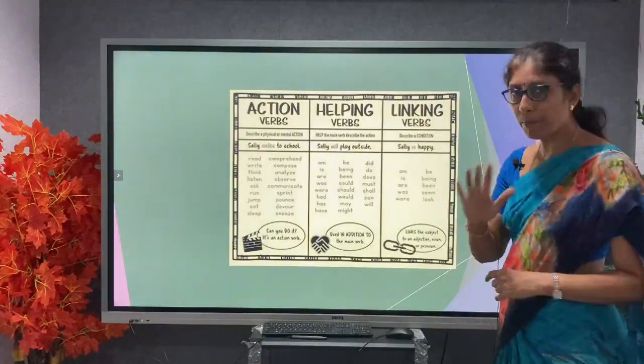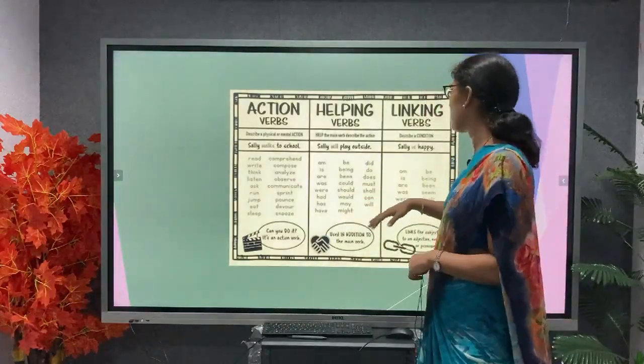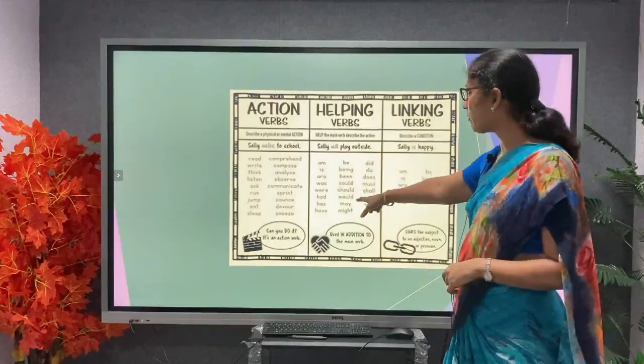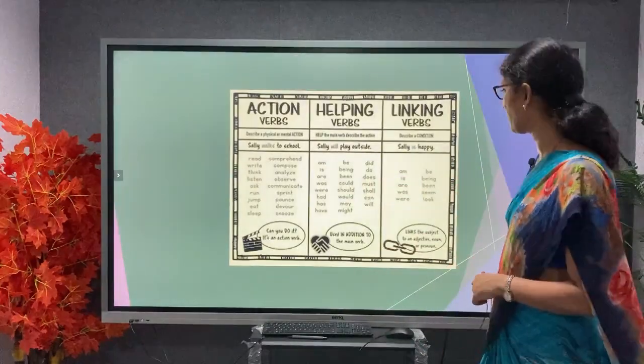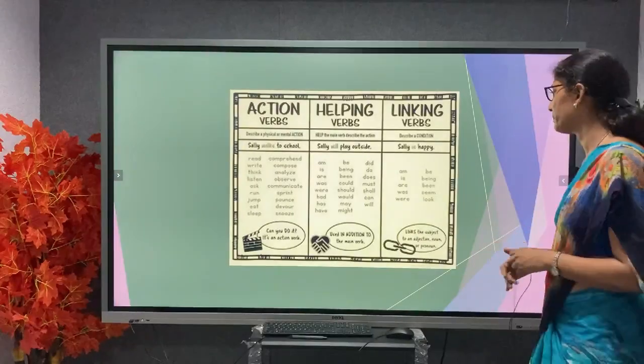Okay. All the be forms are used as helping verbs and they are also used as linking verbs. Okay. All the modal verbs are part of helping verbs, because they can't make a sentence by themselves.